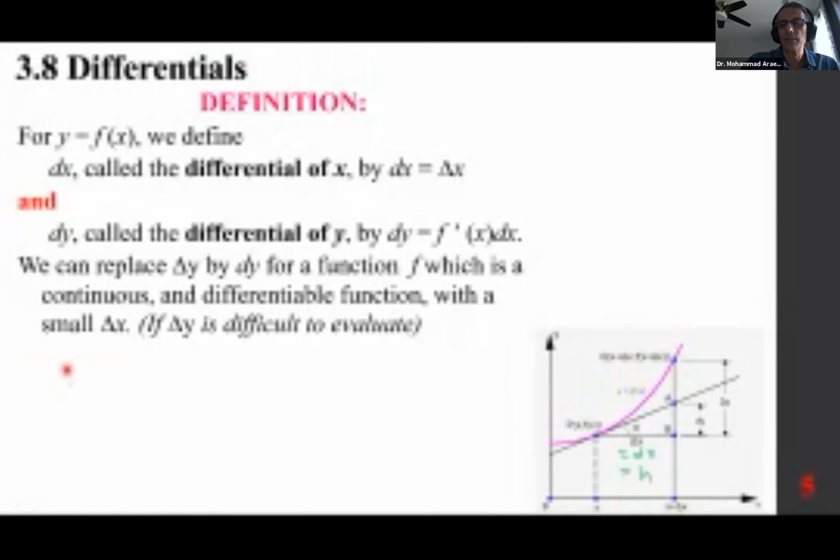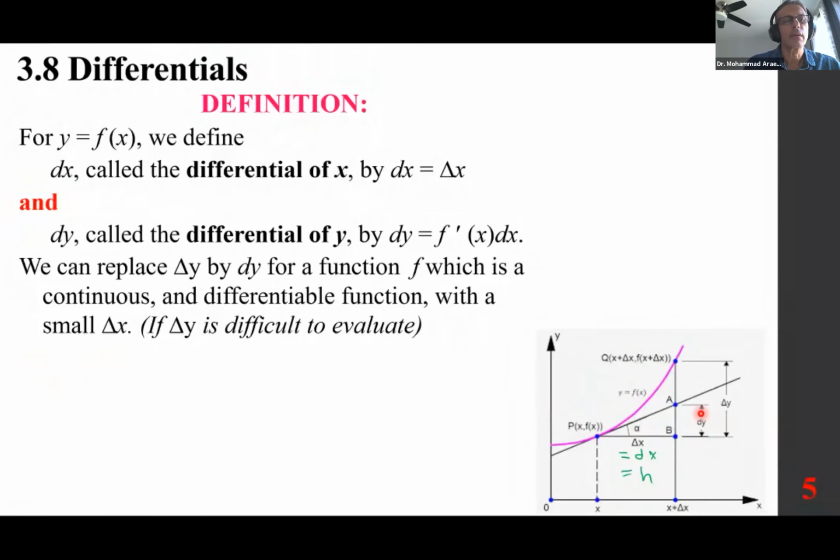dy, called the differential of y, is defined by dy equals f prime of x dx. We can replace delta y by dy for a function f, which is continuous and differentiable, with a small dx, if delta y is difficult to evaluate. So let me just give you some formulas and then we discuss the concept.